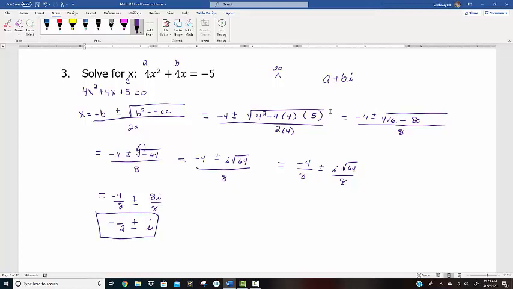So your biggest problem here is to remember you have to put it in a plus bi form. If you leave it in this form, even if you simplify it, it's still wrong. Okay? All right.